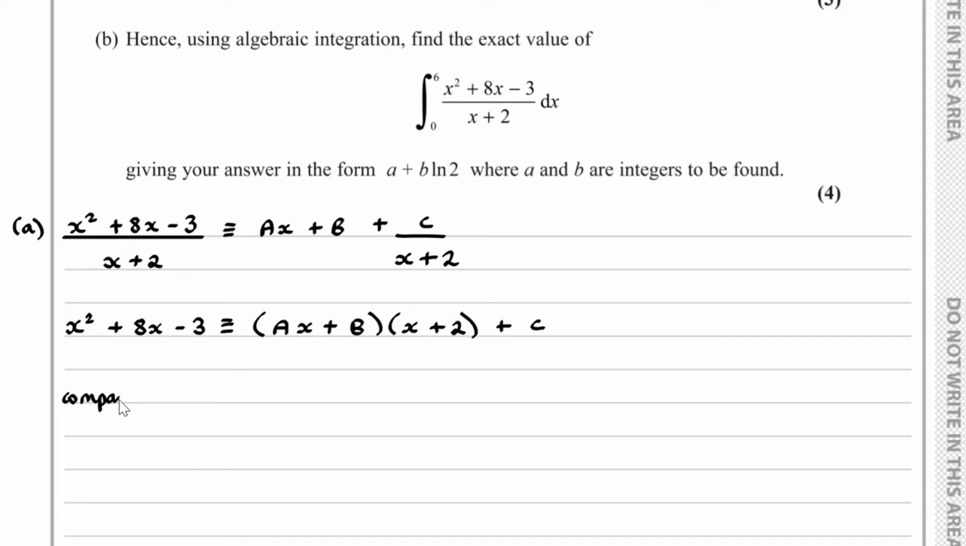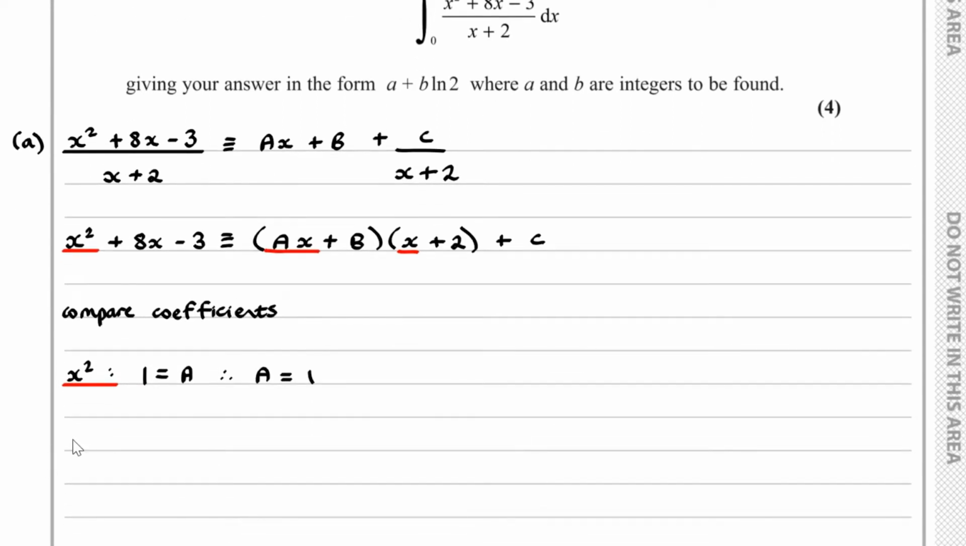And to find the values of a, b and c, we can compare coefficients. So if we compare the x squared terms, you can see on the left hand side we have one of them, and on the right hand side ax times x gives an x squared term. So we have 1 which is equal to a. Of course, a is equal to 1.